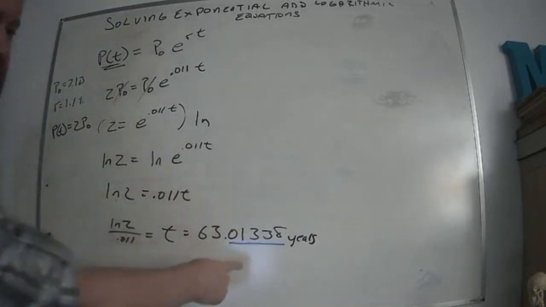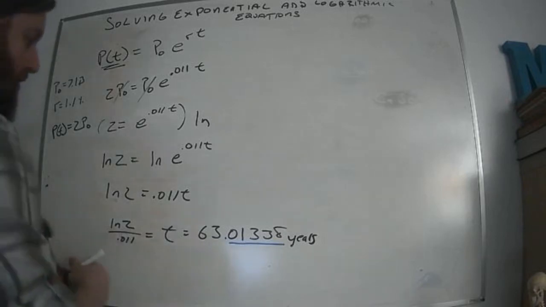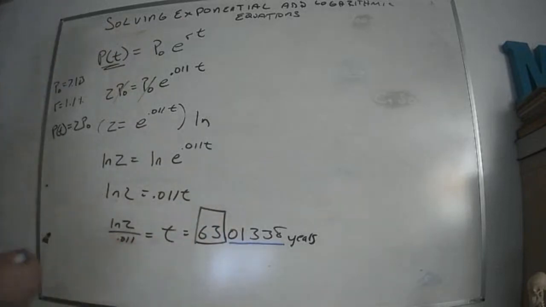63.01338 years is what, 63 years and 3 days? I asked you how long it will take the population to double at an approximate rate of 1.1%. And you tell me it will take 63 years and 3 days. You are being way more accurate than you have any business being. You need to round this number to the accuracy of the information you have.